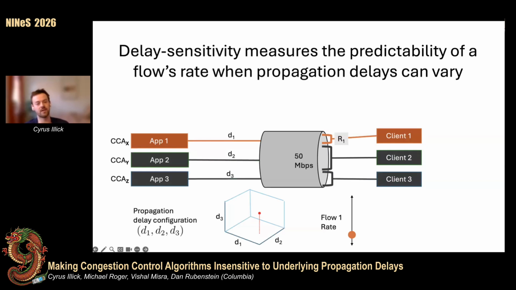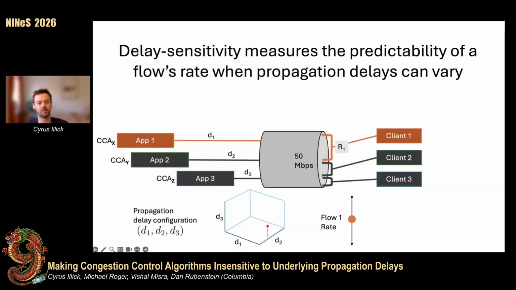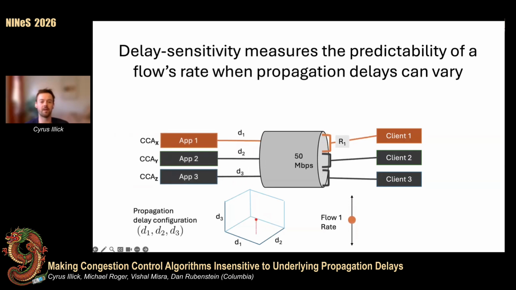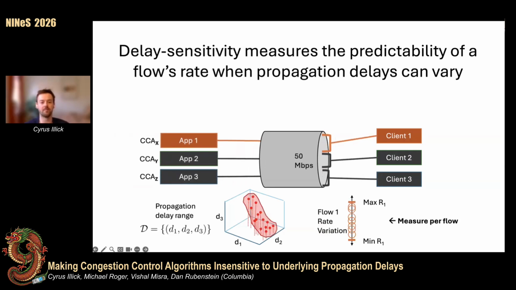To do this, we can focus on each flow individually and observe the rate this flow achieves across different network settings where the competing applications have different propagation delays. And then we can measure predictability with respect to the range of propagation delays that occur between these competing applications. The reason to consider sensitivity with respect to a range of propagation delays is that different network settings might have different plausible ranges for what delays will naturally occur.